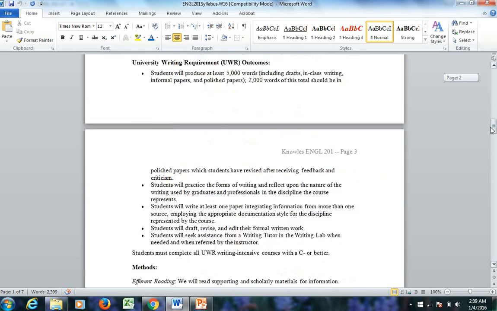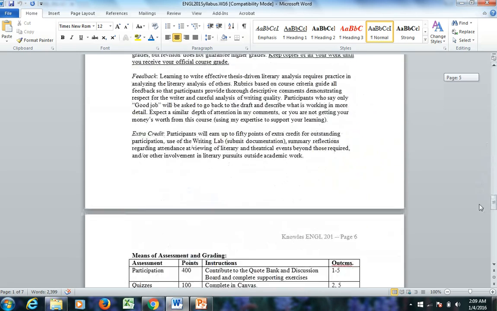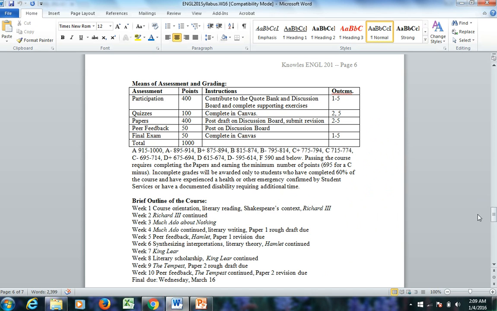So I'm going to scroll down and take a look quickly at the way points work in this course. There's 1,000 points total, and they're allocated for participation, quizzes, papers, peer feedback, and a final exam. Each unit includes 2 quizzes, usually one related to literary study and one related to the play under consideration. These are open book, open note quizzes intended to assist you in confirming that you're acquiring the basics of the topics we've covered.